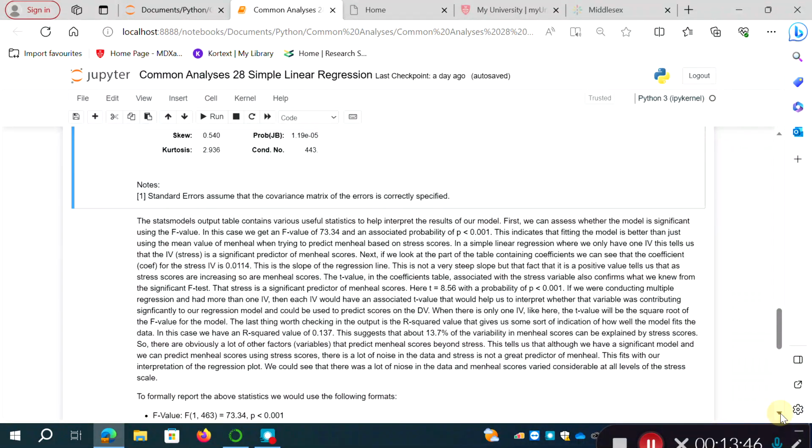So it's not a very steep line, a very steep slope of the line, but the fact that it is a positive value tells us that as stress scores are increasing, so are mental health scores. And the t-value on that same line in the coefficients table, which is associated with the stress variable, also confirms what we knew from the significant F test, that stress is a significant predictor of mental health.